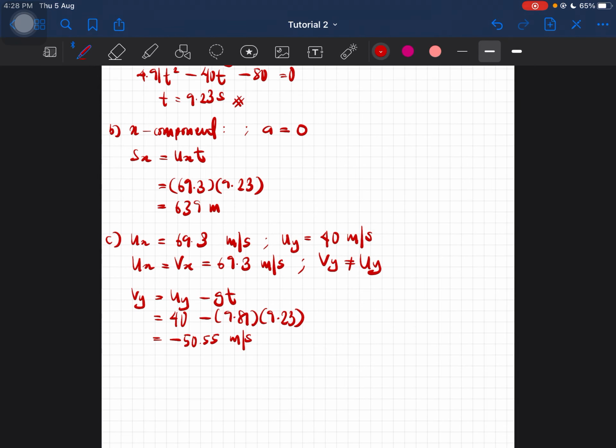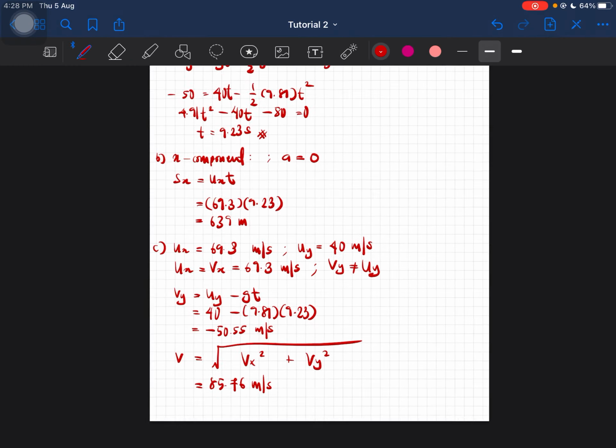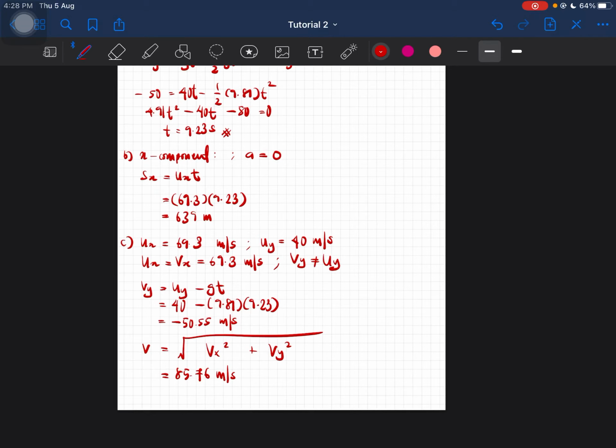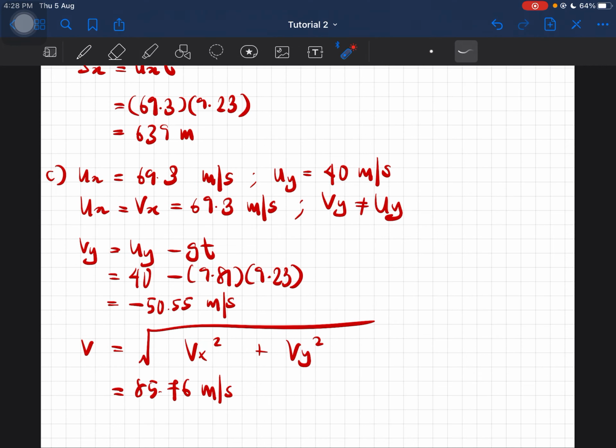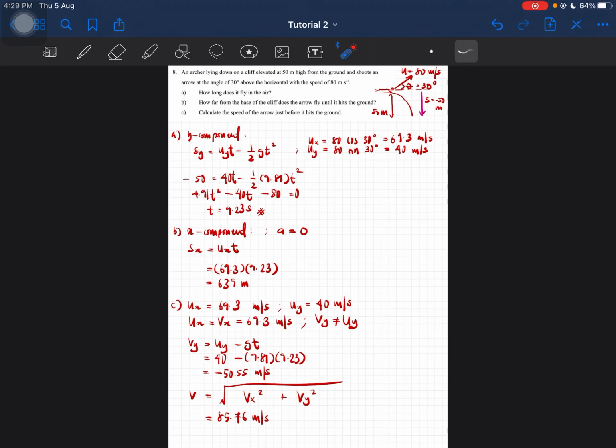Okay, so now we have to find the magnitude, which is square root of vx square plus vy square. Just substitute the values, calculate it, you'll then get 85.76 meter per second. Okay, so they asked about the speed of the arrow. Speed does not have direction, so we can only stop till here, which is just the magnitude. Okay, but if it mentions velocity, make sure you include the magnitude as well as the direction, which is shift tangent. Okay. Right, so that is your question number 8.